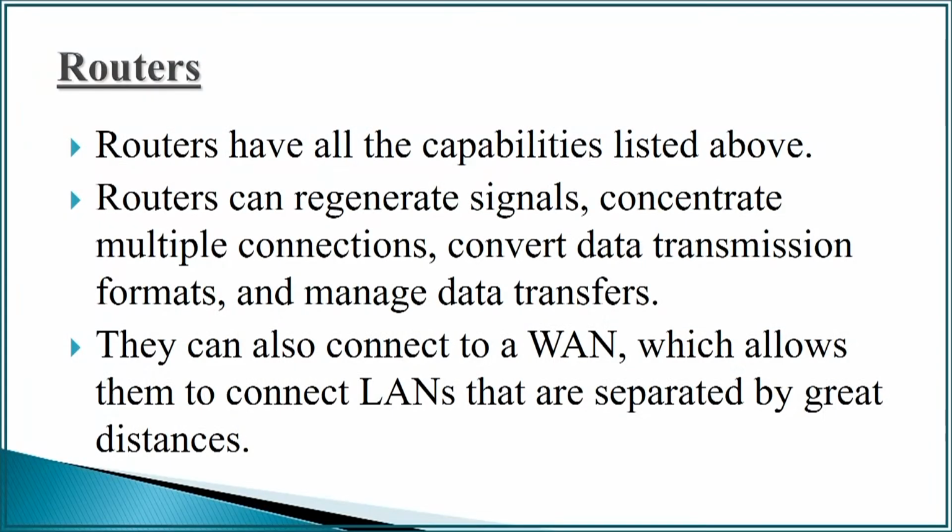Routers: we have discussed already that routers have all the capabilities listed above. Routers can regenerate signals, they can concentrate multiple connections, they can convert data transmission formats which switches cannot, and they can also manage data transfers. They can also connect to a WAN which allows them to connect LANs that are separated by great distances. What are gateways?